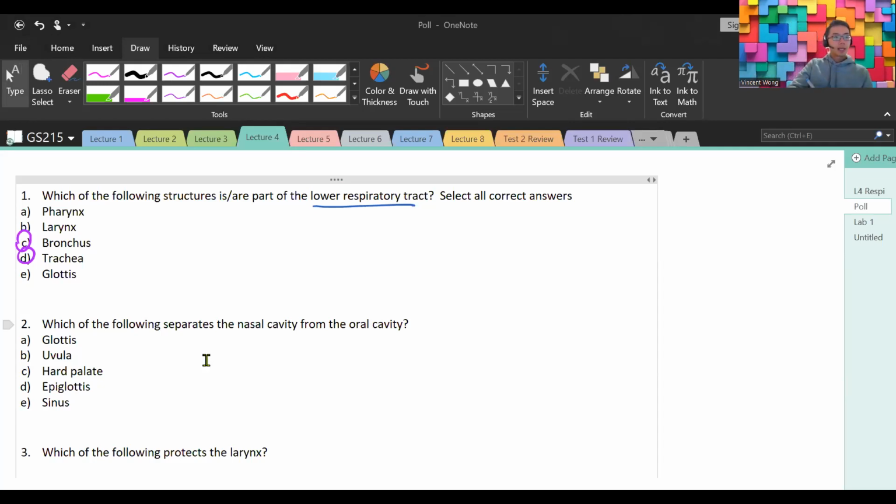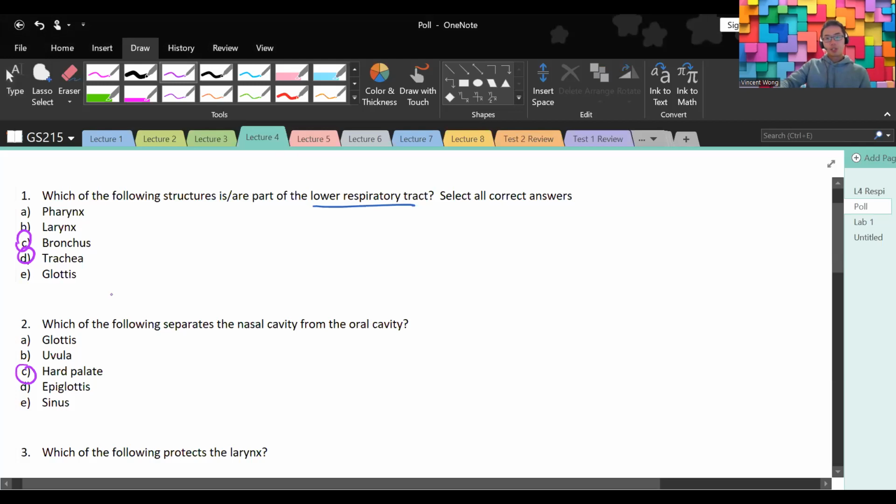So the correct answer is the hard palate. If you stick your tongue up right now in your mouth, you will feel something hard, right? That's called a hard palate. It's made up of two bones, and it separates the oral cavity, basically the inside of your mouth, from the nasal cavity. Okay.